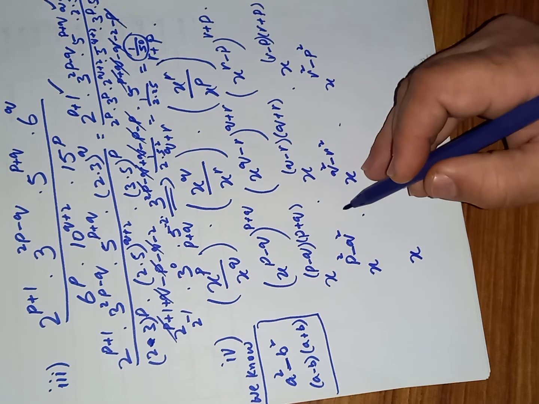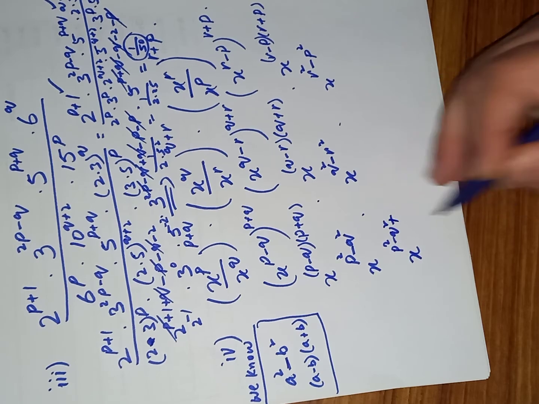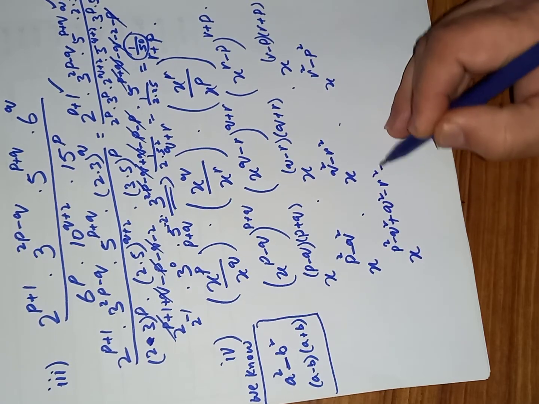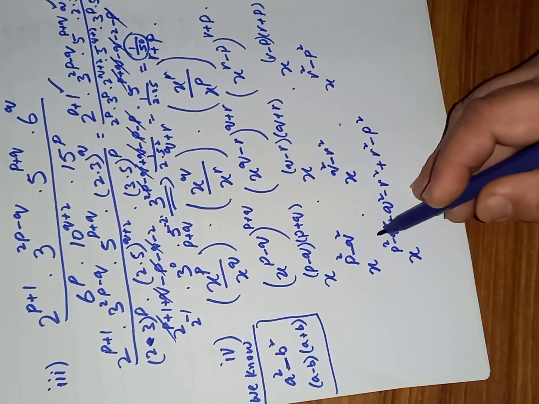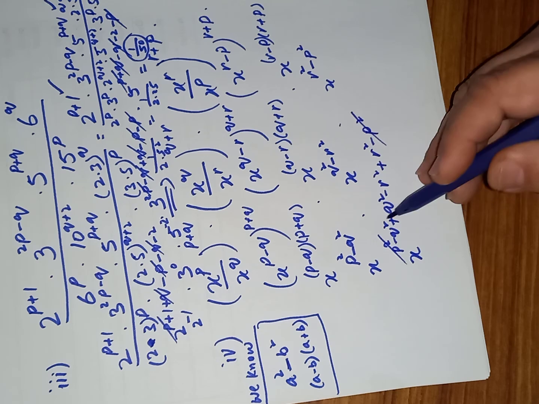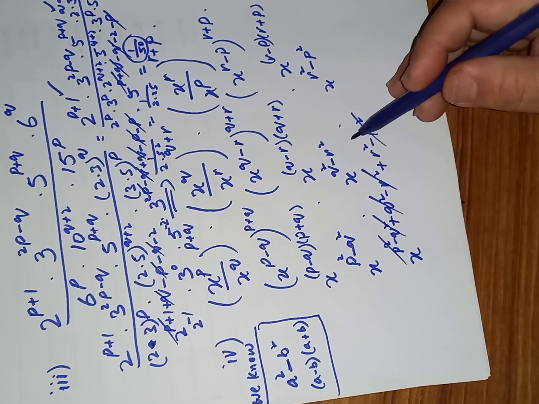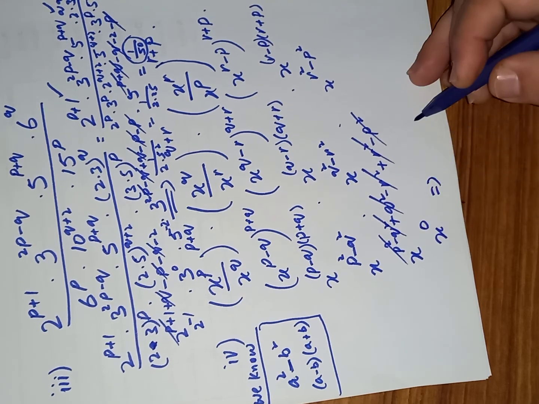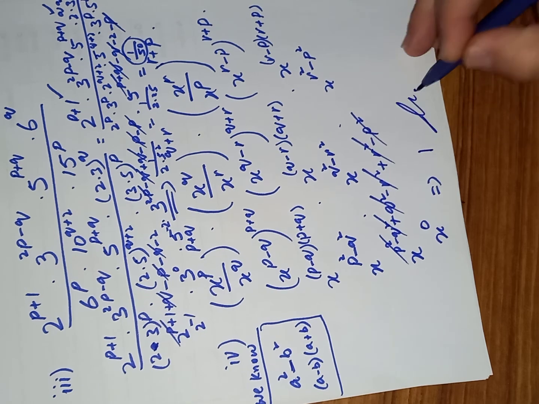As they are multiplying, we will write a plus sign in between: p square minus q square, plus q square minus r square, plus r square minus p square. You can see plus p square cancels with minus p square, minus q square with plus q square, minus r square with plus r square. So x to the power 0, as I told you, anything to the power 0 is always equal to 1, and that is the answer.